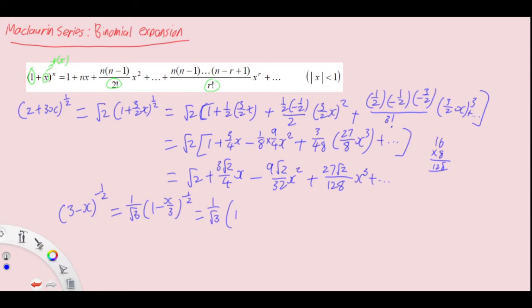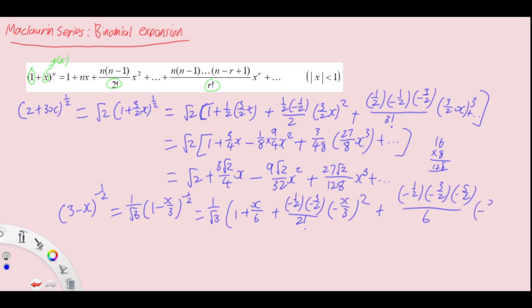So 1 over root 3, follow the formula, 1 plus nx. So n is minus half, so minus half times minus 1 over 3. So it's basically plus x over 6, plus minus half, minus 3 over 2, right? Minus half minus 1 is minus 3 over 2, divided by 2 factorial, which is basically divided by 2, minus x over 3 whole thing squared. Now let's say again up to x cubed, so we continue once again. So minus half, minus 3 over 2, times minus 5 over 2, divided by 6, which is basically 3 factorial. Then again minus x over 3 whole thing cubed plus dot dot dot.